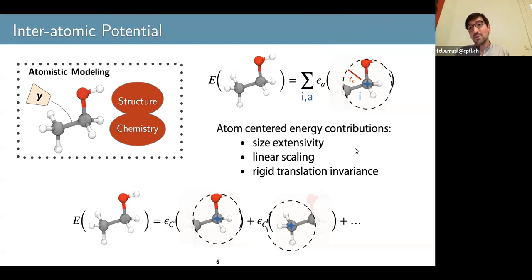hope that our model will be able to train on a data set of small molecules, or relatively small materials, and that we can use it on much larger configurations. That's the size extensivity. And the linear scaling is just that if we break down our problem into such pieces, computing the energy does not scale as the square of the number of atoms anymore, but just with a prefactor as the number of atoms. The added bonus is that we already have a model that is translationally invariant.